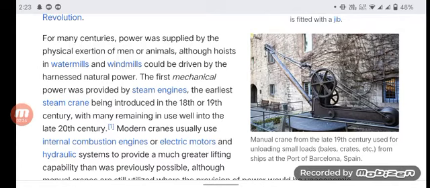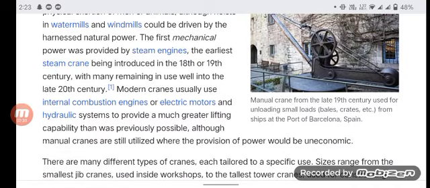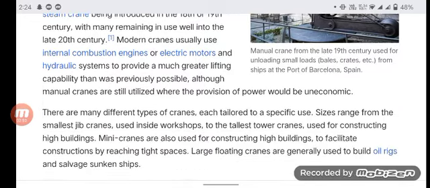The first mechanical power was provided by steam engines, the earliest steam crane being introduced in the 18th or 19th century, with many remaining in use well into the late 20th century. Modern cranes usually use internal combustion engines or electric motors and hydraulic systems to provide a much greater lifting capability than was previously possible, although manual cranes are still utilized where the provision of power would be uneconomic.